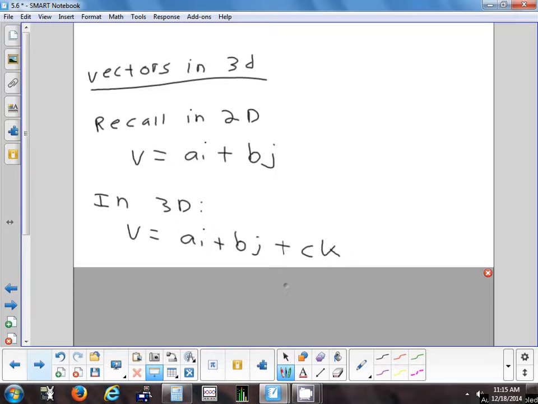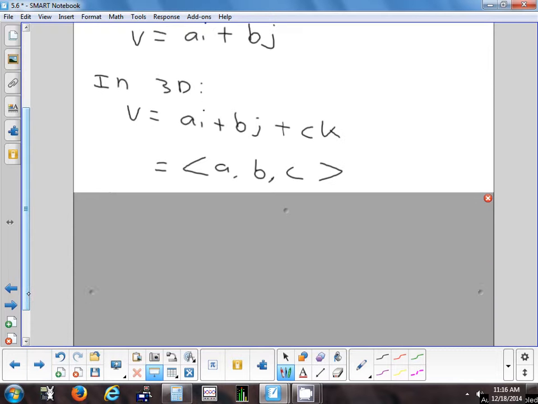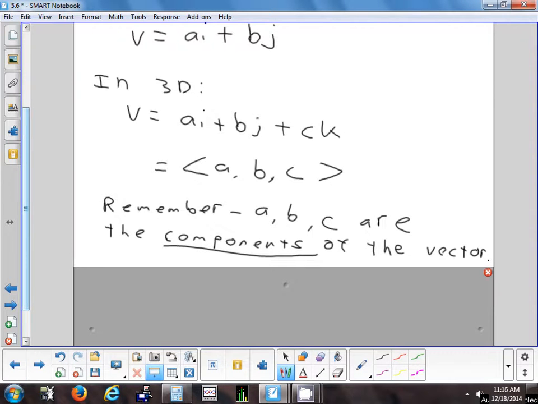So now an example of a vector in 3D, it might be 2i minus 5j plus 6k. That last component, that's for the z-axis. If you wanted to write it with our algebraic notation instead of ijk, use your angle brackets, and it's a, comma b, comma c. On the test, you might see either notation, unit vector or algebraic. Okay, so remember, a, b, and c, those are your components. a is the component on the x-axis, b is the component on the y-axis, and c is the component on the z-axis.